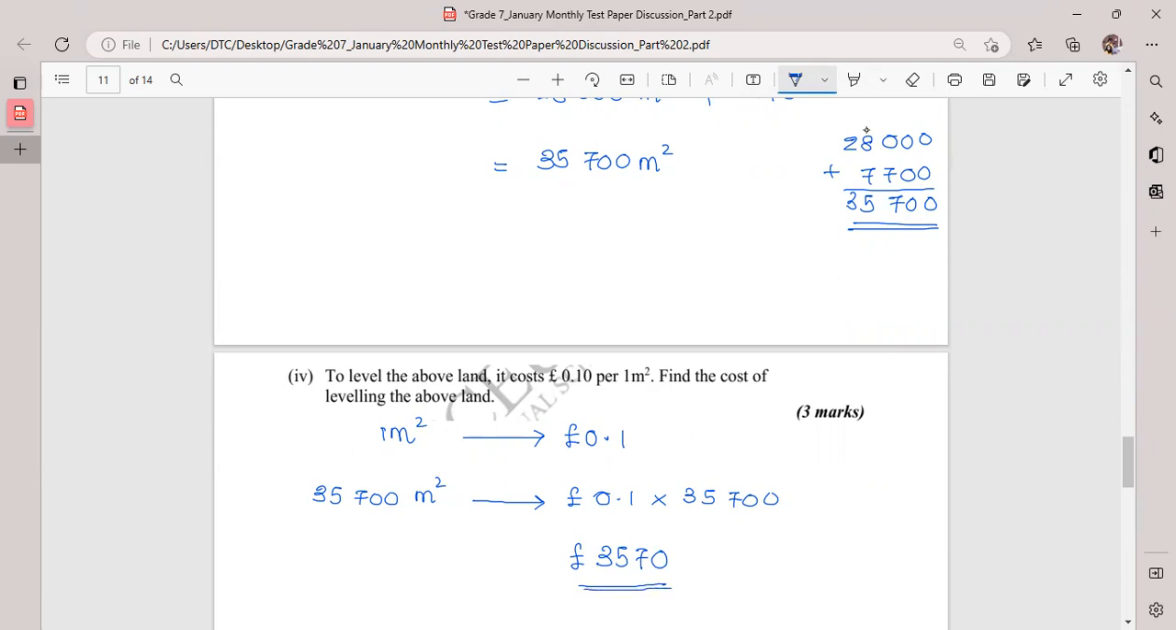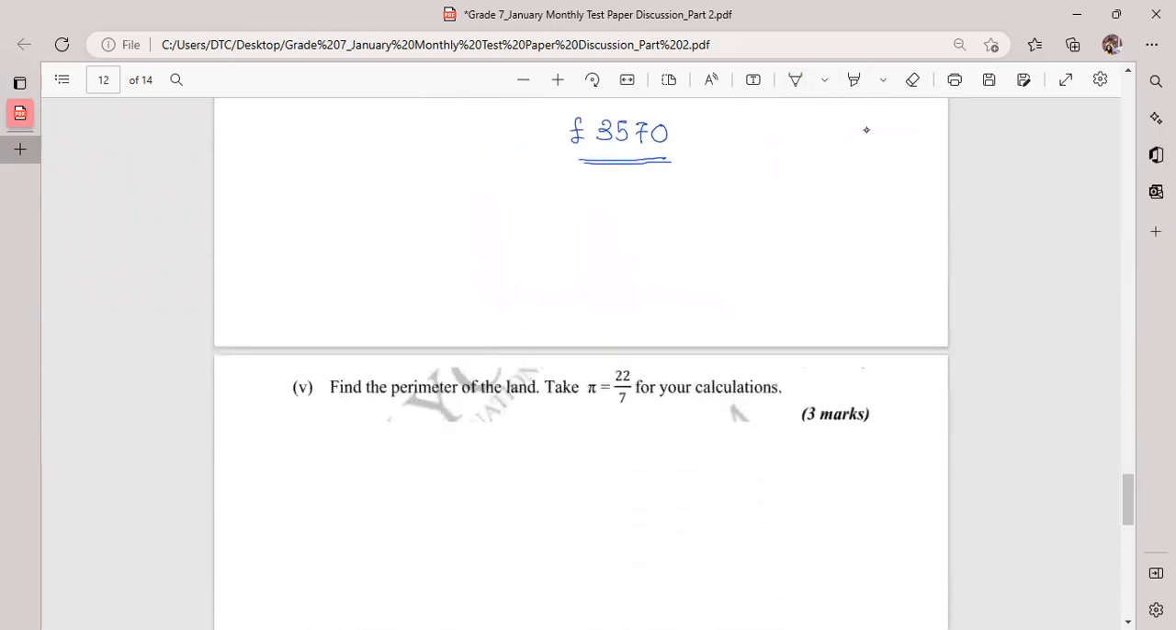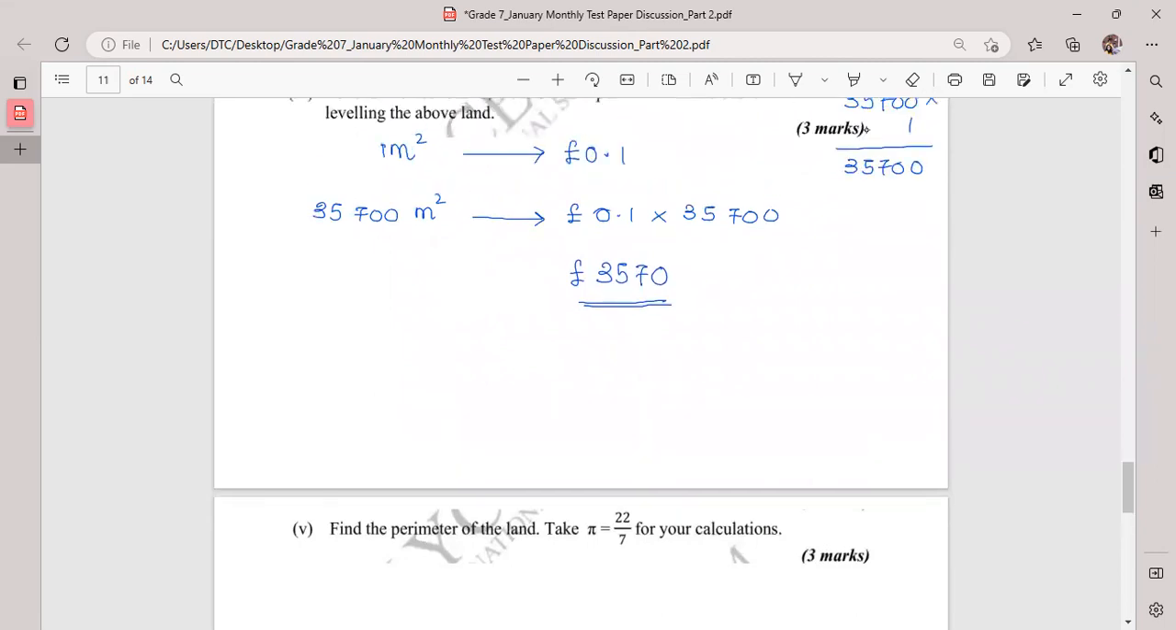If you want to find out how the teacher got that answer, just imagine, children, 35,700 you multiply by 1. What will be the answer? The answer is 35,700. But you want to keep one decimal place because in the question you can find one decimal place, right? So then the answer will be 3,570. Then we want to find the perimeter of the land.